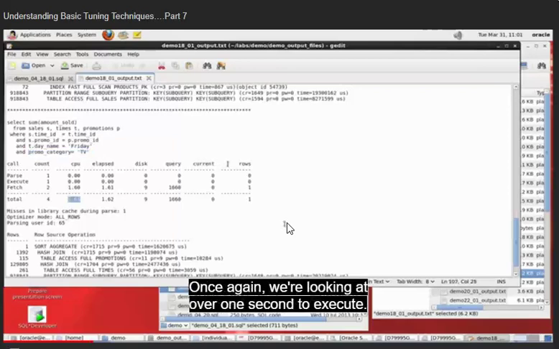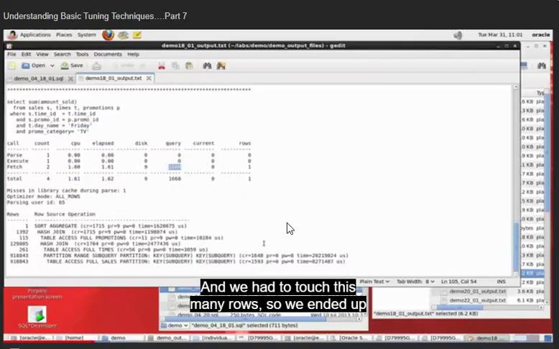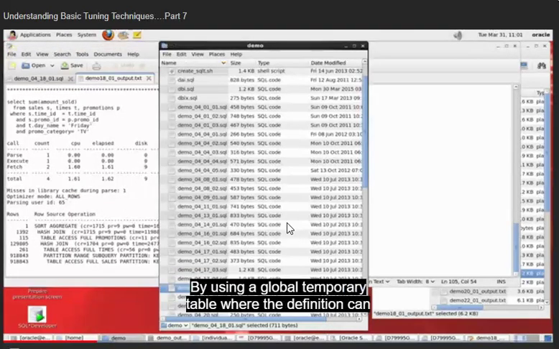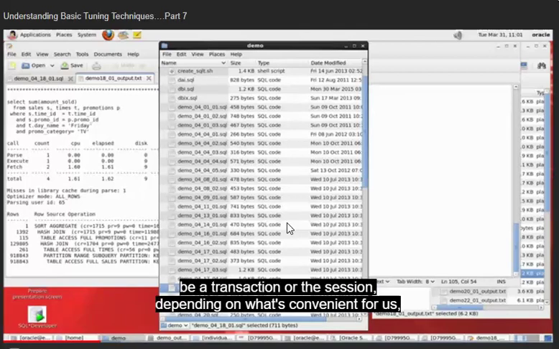By using a global temporary table, where the definition can be persistent, but the life of the data can either be a transaction or the session, depending on what's convenient for us, we could make it session so it sticks around for the life of a session, and then we could reuse it multiple times, independent of the transactions we were working on.